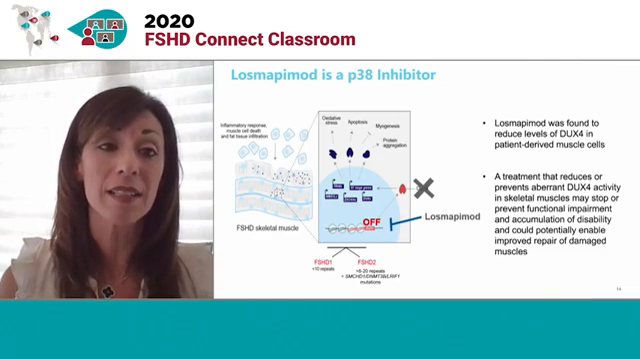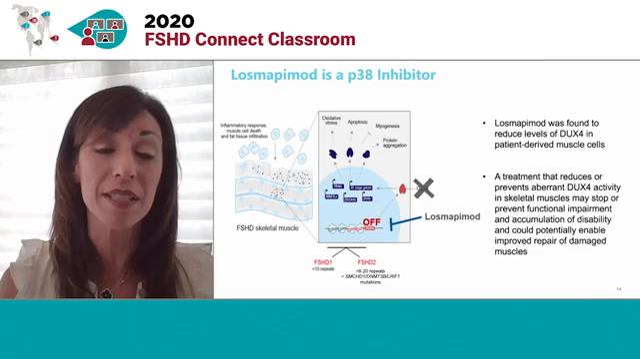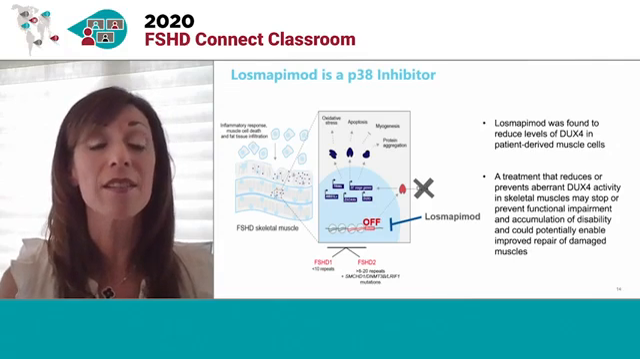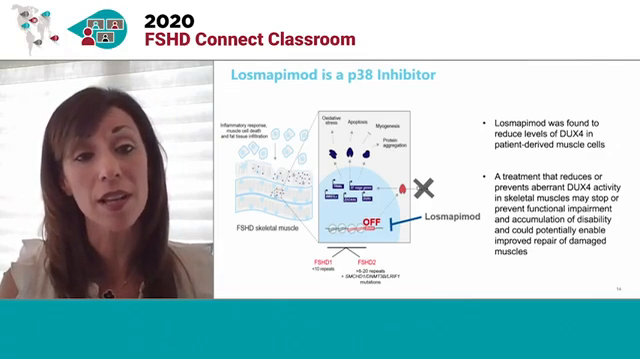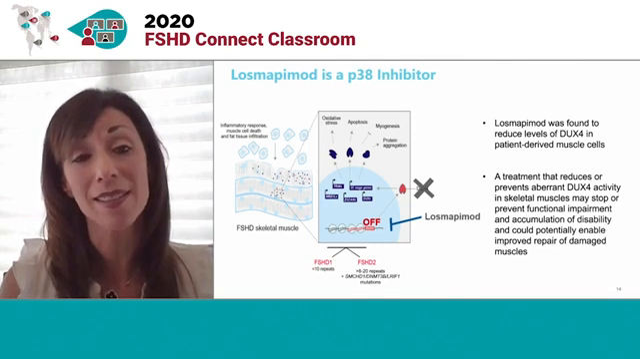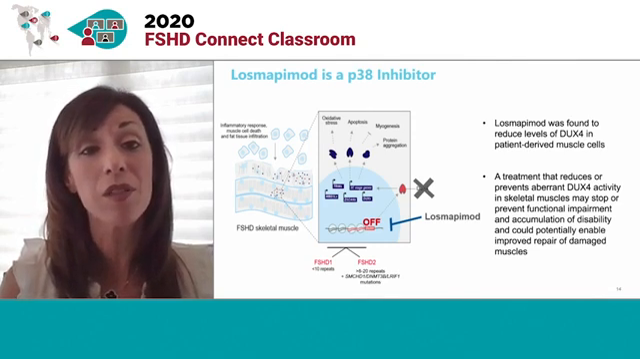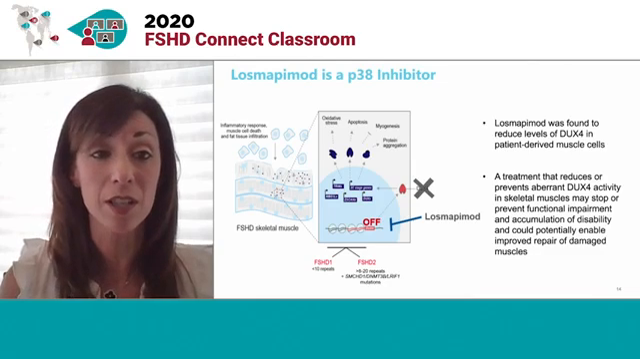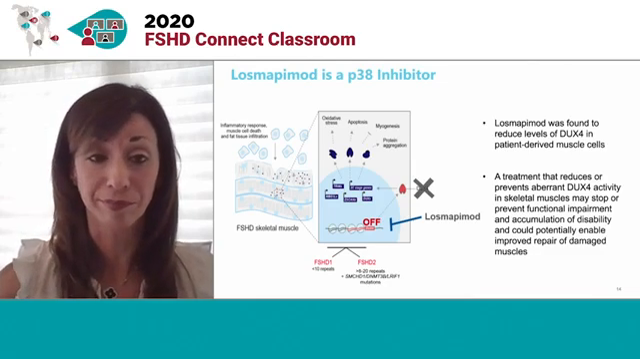And one of the reasons losmapimod was so attractive as a development candidate was not only because of its properties to inhibit p38, but also because it had been tested in 10 different other indications, and there was a very large safety database. And that safety database showed us that there are few or relatively benign side effects associated with losmapimod in those patient populations that were tested.